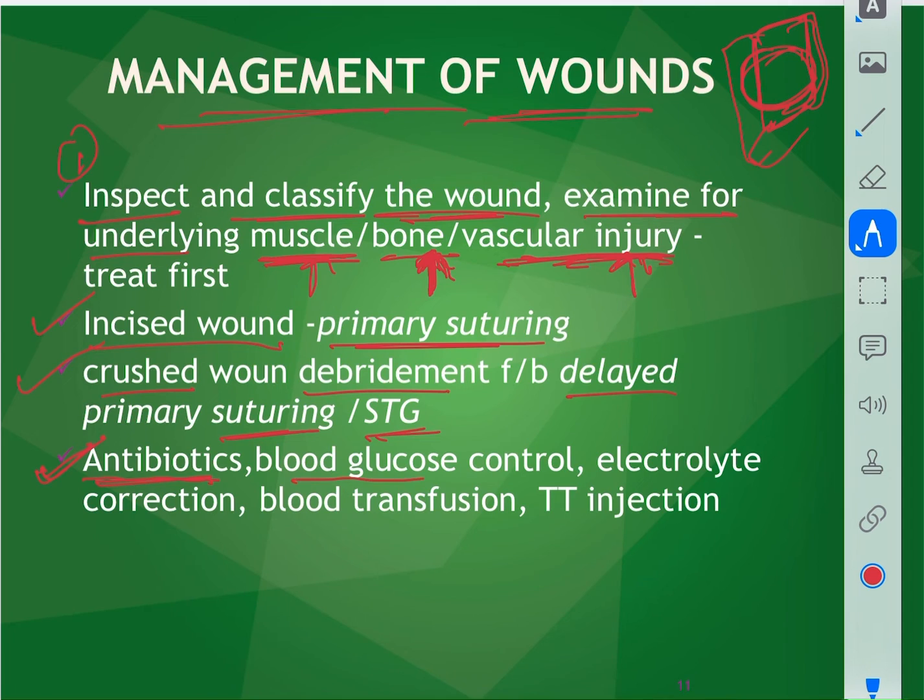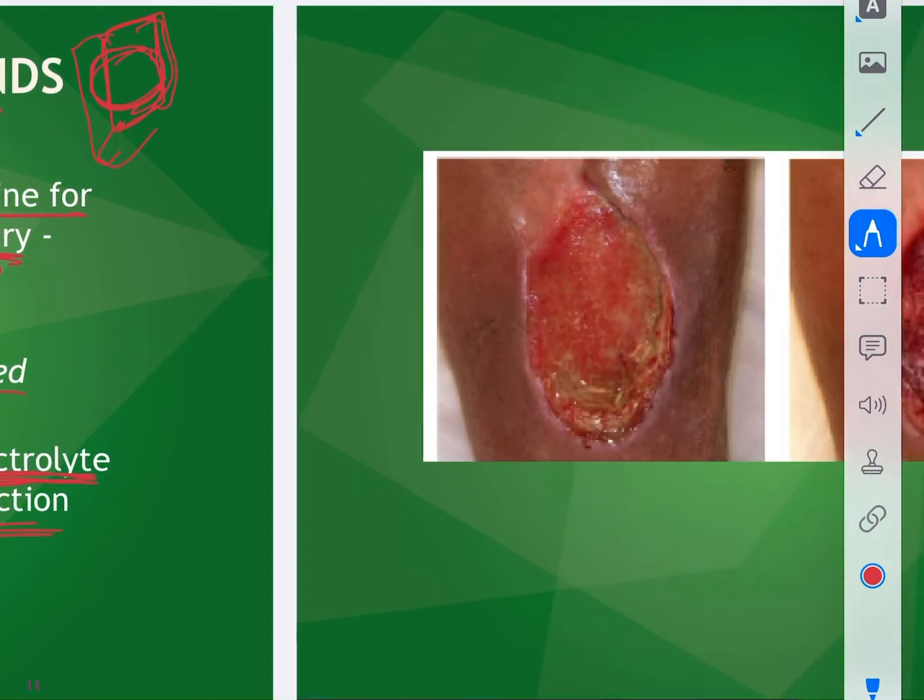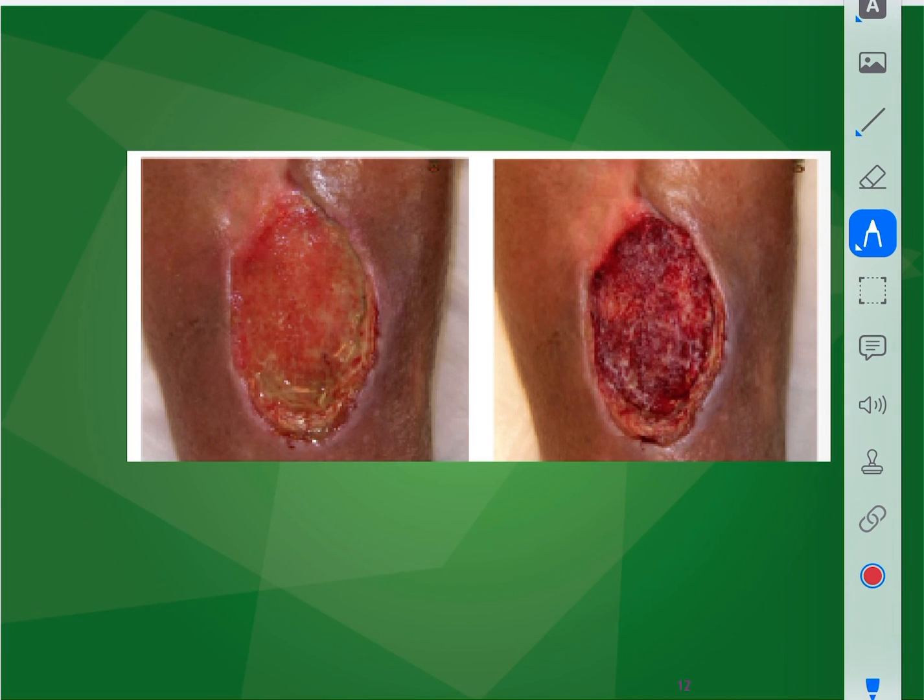If the patient is diabetic, blood glucose control is very important, without which the wound will never heal. Electrolyte corrections are important. Vitamin deficiency, if any, has to be corrected. Blood transfusion, if the hemoglobin is too low, even then the wound healing gets delayed. And patients with a fresh wound in the casualty always have to be given tetanus toxoid injections. Okay, this is how you manage the wound.